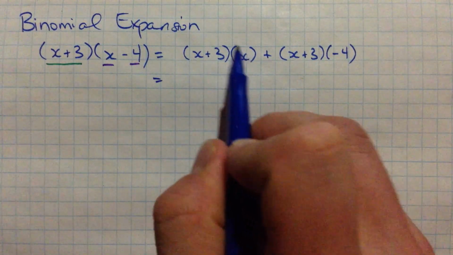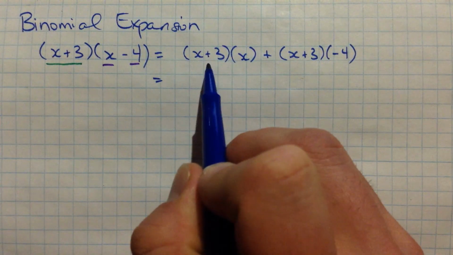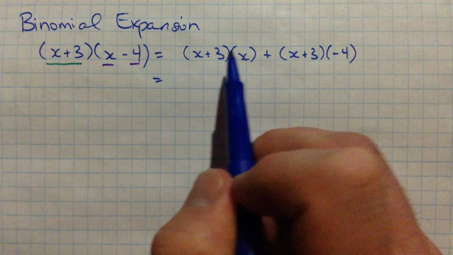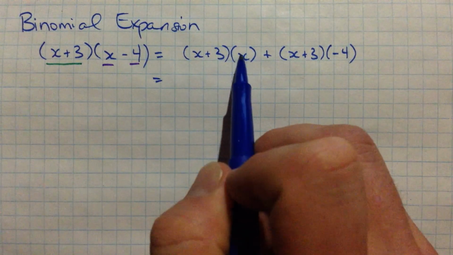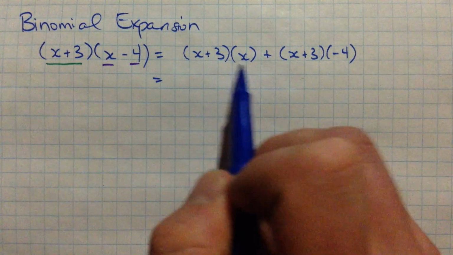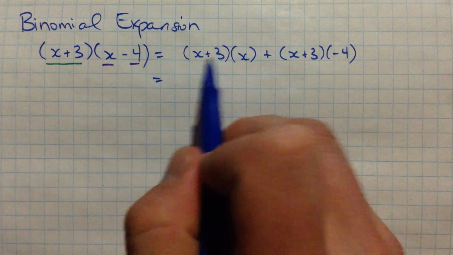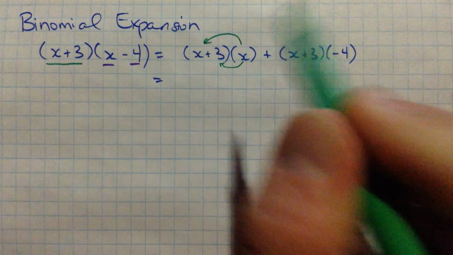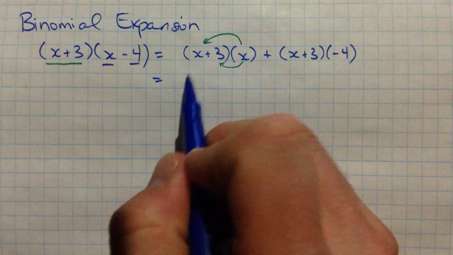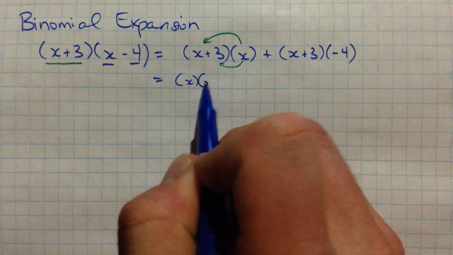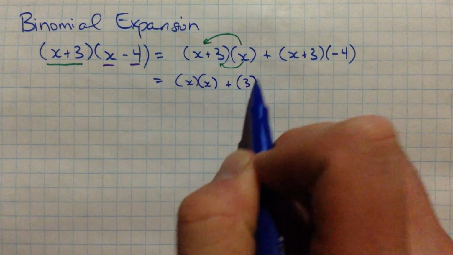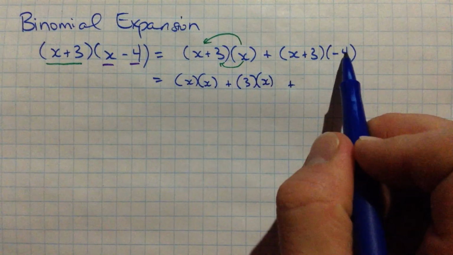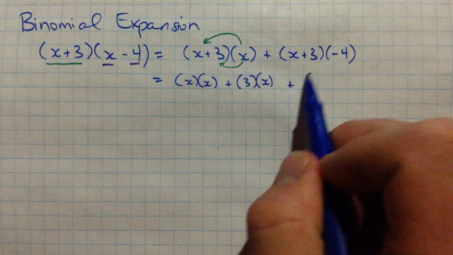So now here I have another product. I've got this x plus 3 times x, and the distributive property says that when we multiply these two things together, we have to multiply each term inside by the value from the outside. So here I'm going to take this x and multiply it by each of these two things, the other x and the 3. So x times x and 3 times x, and I'm putting all this in brackets so you can see each piece. And I'm going to do the same thing here, negative 4 times x.